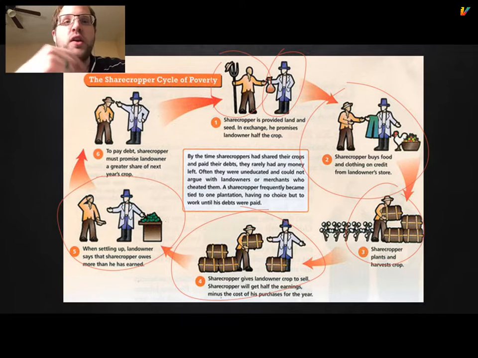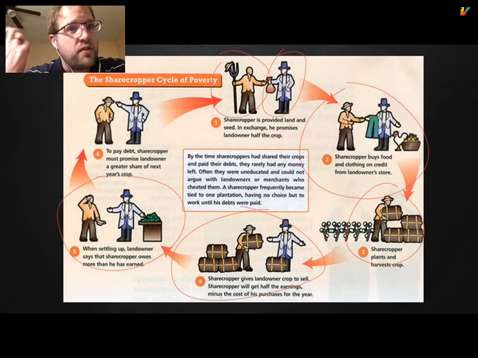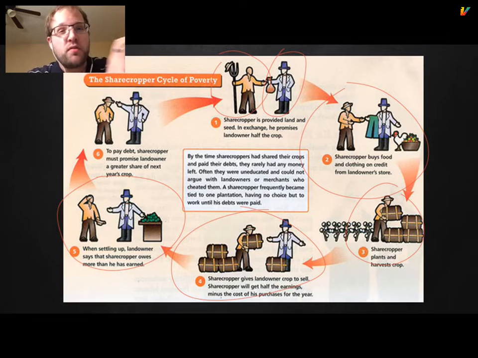And so the idea is that you're going to get this guy so into debt that eventually he's working for free, and that means that he's going to be a slave, okay? And this mostly happened to the former slaves, but this did happen to the poor white farmers as well, okay? So that's going to be important.